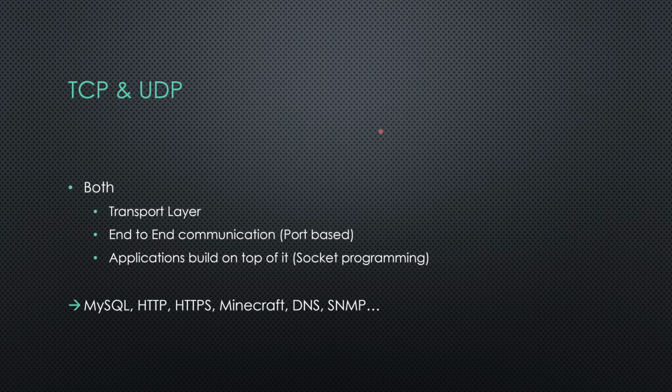Alright, so let's first talk about what TCP and UDP is. Both of them are transport layer protocols, so they operate on the transport layer. They also provide end-to-end communication. As I already told you, we have the connection and now we need the communication. End-to-end communication means that we are port-based, so we have an endpoint on one system that connects with an endpoint on another system.